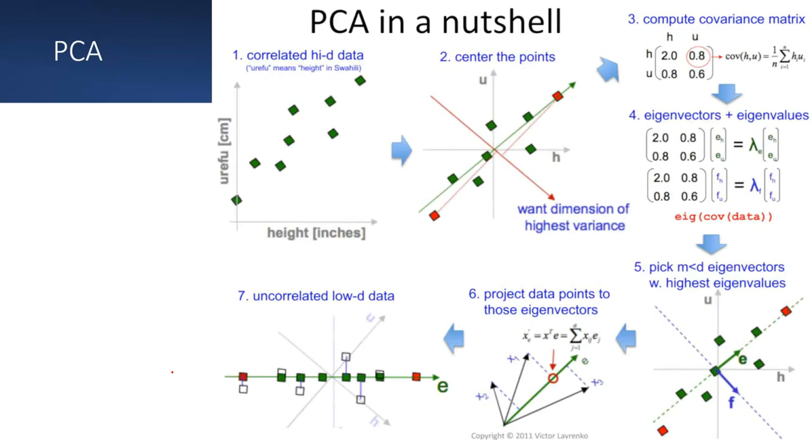So I hope that you have some idea of this PCA and how it works. This is the complete flow diagram. And this will reduce your dimensionality, and you will have uncorrelated low dimensional data.